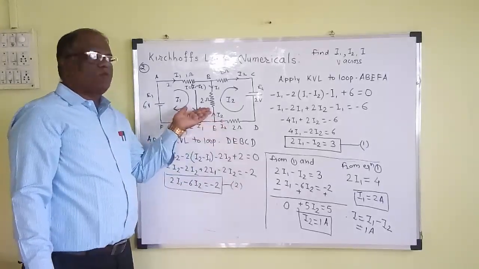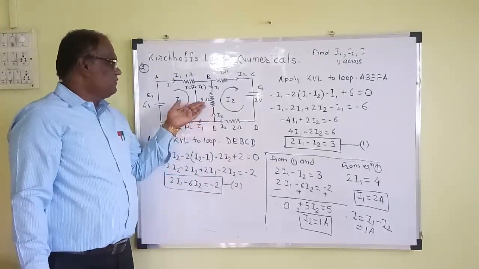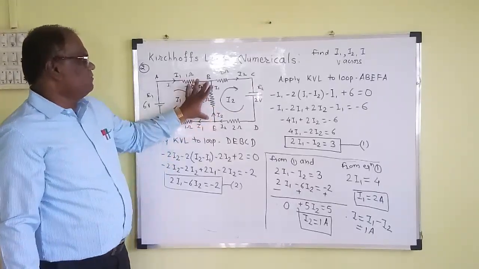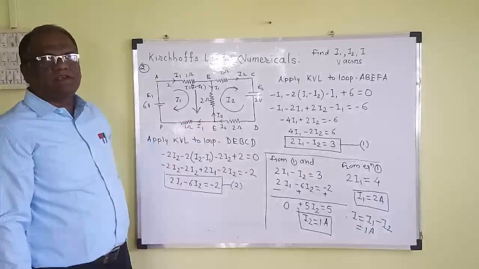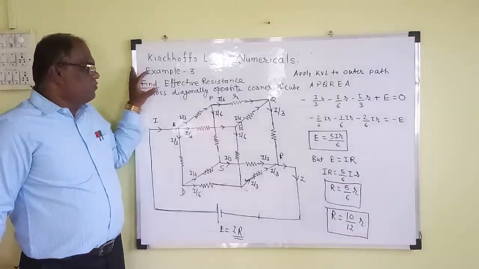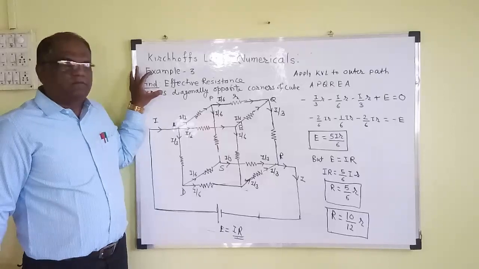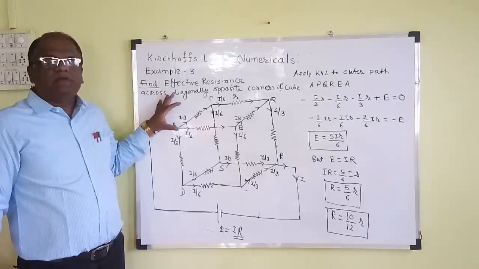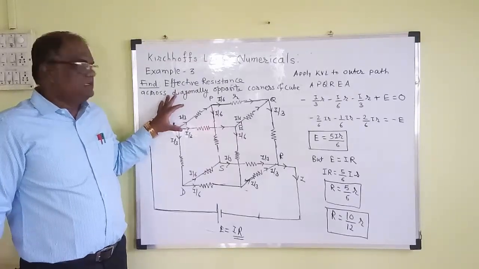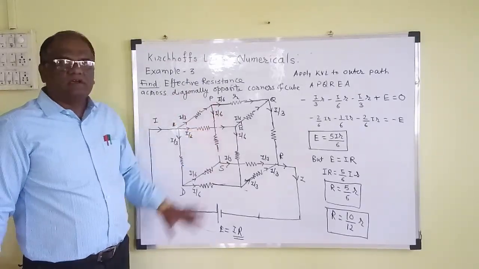Now you can easily find the potential difference. 2 into 1, that is 2 volt, is the potential difference across the branch BE. Let us see the most important problem which may be asked in JEE, NEET or CET. See here.